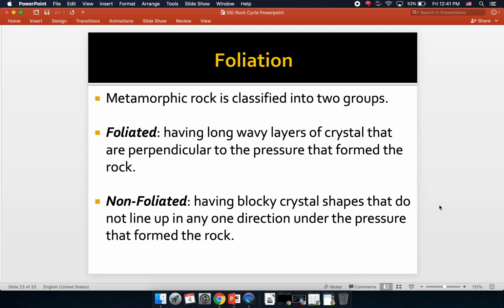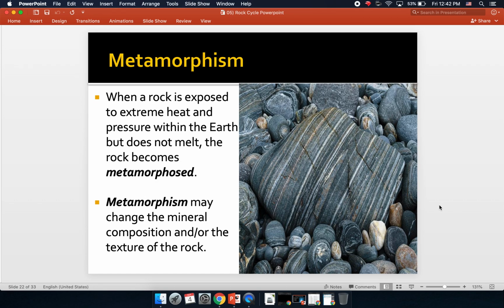All right, foliation. Metamorphic rock is classified into two groups, foliated and non-foliated. Foliated metamorphic rock is going to have these long, sometimes wavy layers of crystal that are perpendicular to the pressure that formed the rock. You can see that back on this picture here. You can see that this rock has these layers in it.